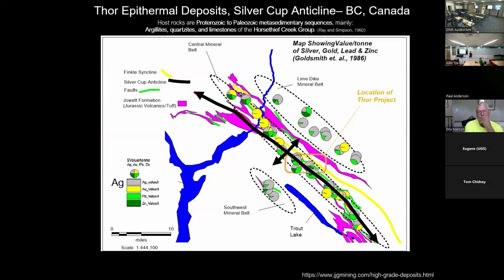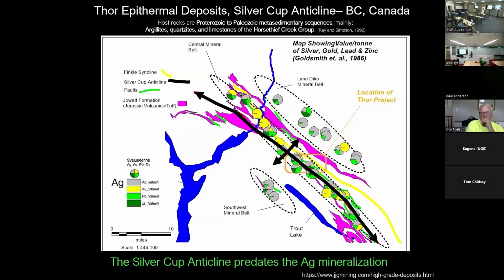And if you look at these little pie charts, all of the gray is silver. And they're located either on the flank or along the crest of the anticline. The Silver Cup Anticline predates silver mineralization. The anticline was there. These hot, buoyant fluids came in and they came up and filled in the anticline, just much like the buoyancy in hydrocarbons, only it's heat related, not density. Well, they're both density.